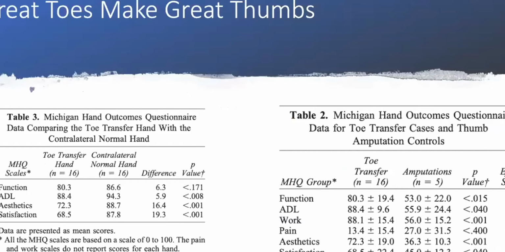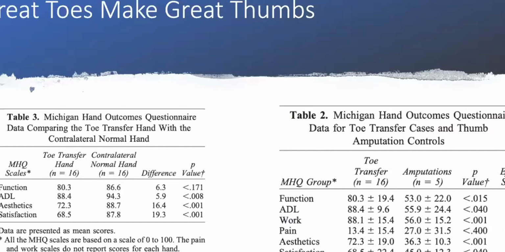When you look at patient-reported outcomes for this, there isn't direct head-to-head data like he talked about, but there is data that compares toe transfers to either the contralateral hand or to amputations, and it's not as good, obviously, but it gets pretty close, and patients tend to be pretty happy with it.